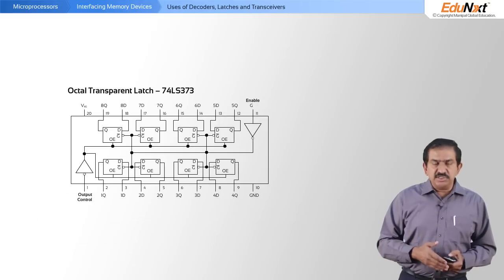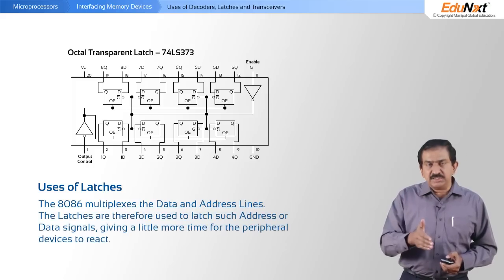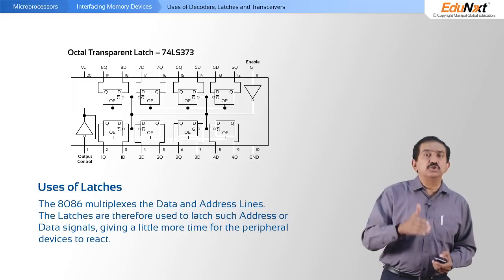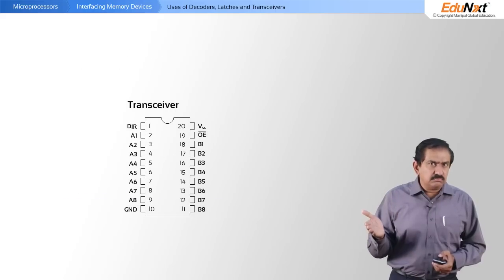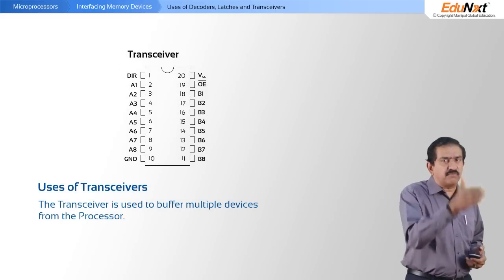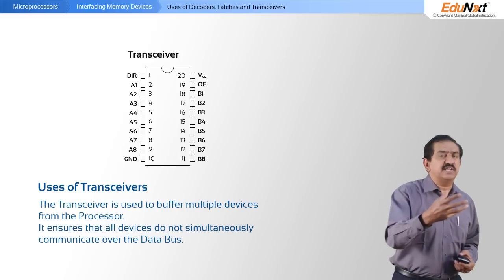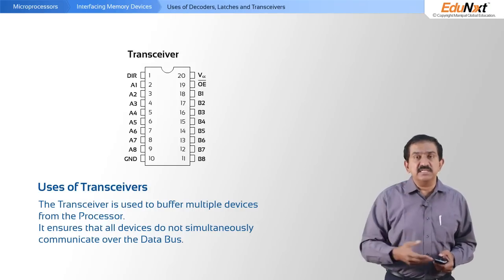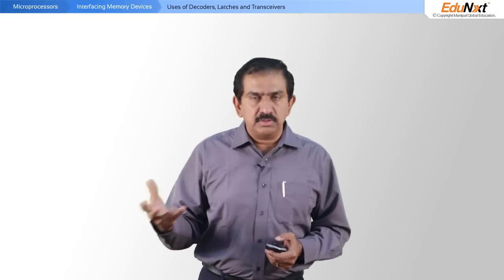A latch, as I mentioned earlier, is needed because the processor multiplexes the data and address lines, so you need a latch to ensure that you have latched the address lines till the memory chip has consumed that information. And the transceiver is to buffer multiple devices from the processor. Otherwise, it is possible that more than one device is suddenly generating information on the data bus, and then the processor does not know which device it is reading from. So typically, these are the kinds of devices you will need to interface a memory chip to the microprocessor.